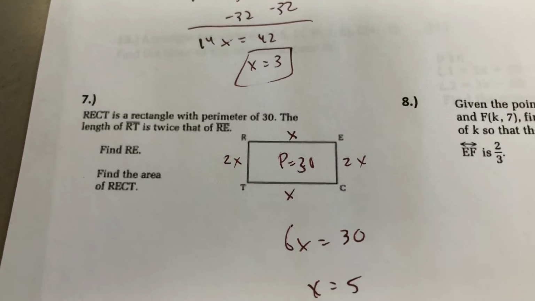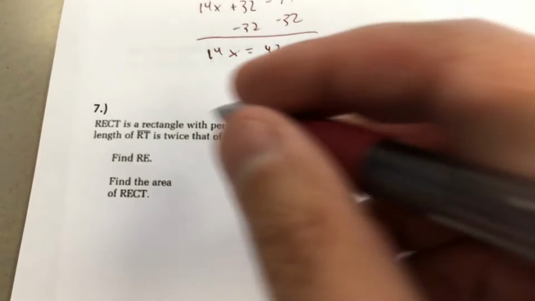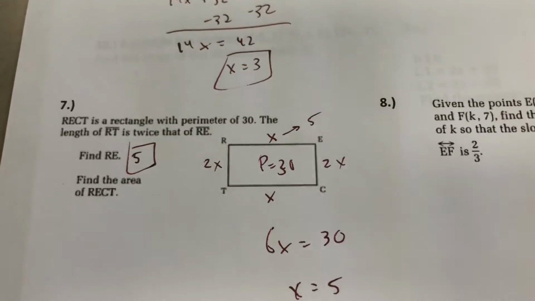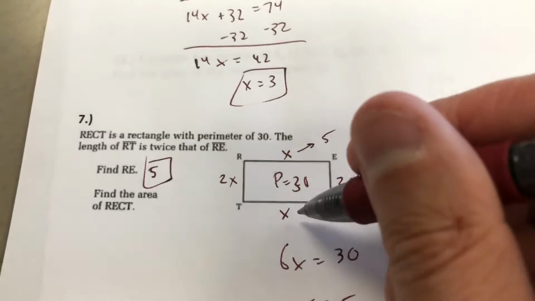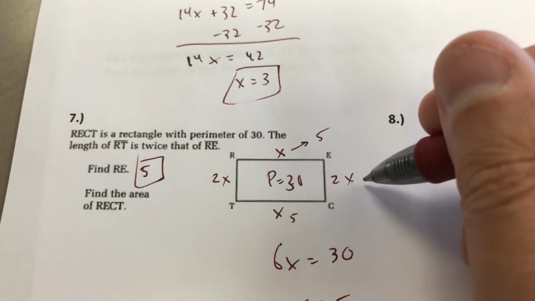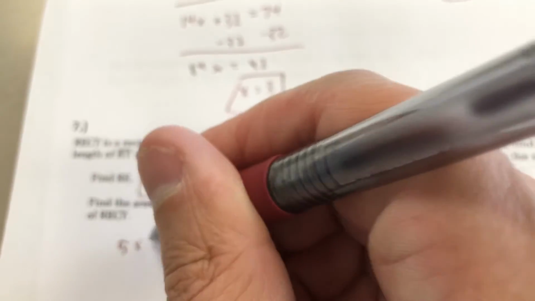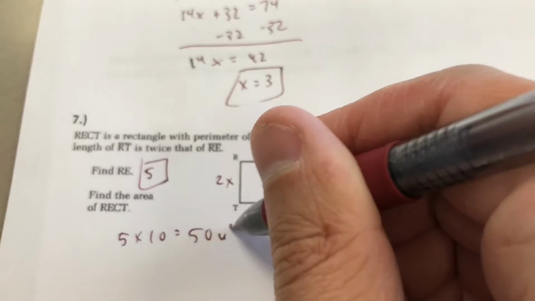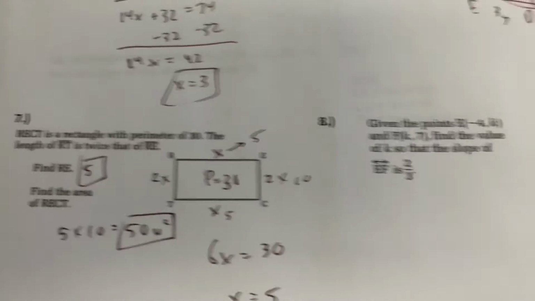And then they want us to find the length of RE. Well, RE is x, so that's going to be a length of 5. And they want the area of the rectangle. So we have a base of 5, and we have a height of 10. 5 times 10 is, of course, 50 square units.